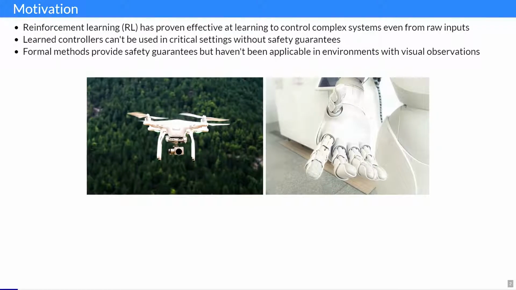Reinforcement learning systems have recently made significant progress in effectively learning to control complex systems, even from raw inputs such as images from cameras. However, learned controllers can't be used in many critical settings without having safety guarantees to ensure that these systems won't perform actions that could hurt the system or people around it. Formal methods can provide safety guarantees, but these methods haven't been applicable in environments with visual observations.